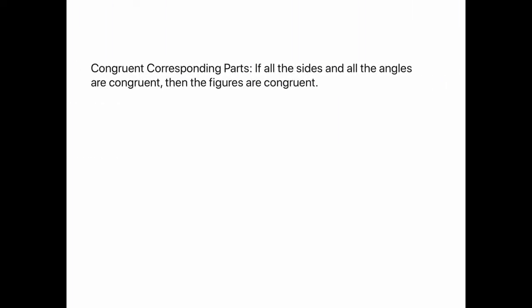So let's get started. In 4-1, we learned that if you have all of the sides of a figure congruent and all of the angles of a figure congruent, then both of the figures are congruent. So we learned all the sides and all the angles make for two congruent figures. Today, we're going to learn a little bit about triangles and how you don't have to have all of the sides and all of the angles. You just have to have some, but in very specific ways.